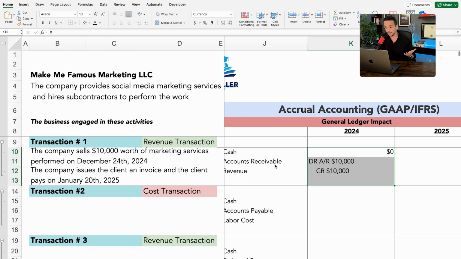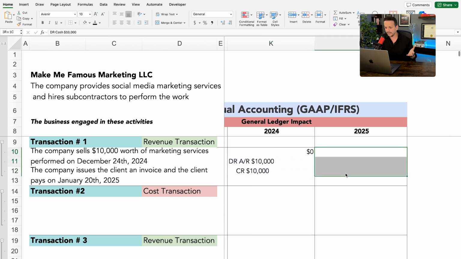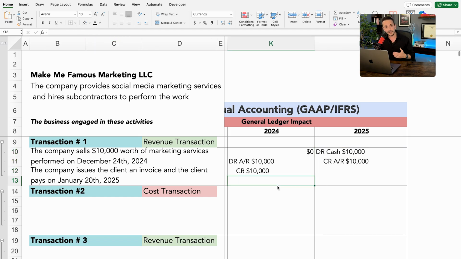Under accrual accounting, what we'll say is, well, we performed the service in 2024, therefore economically, revenue should be recognized in 2024. So we'll issue an invoice that will create a debit to accounts receivable for $10,000 and credit revenue for $10,000, recording revenue in the correct period. In 2025, what we're gonna have is purely a cash movement. Cash coming in for $10,000, debiting cash, and credit to accounts receivable to remove accounts receivable from the books for $10,000.